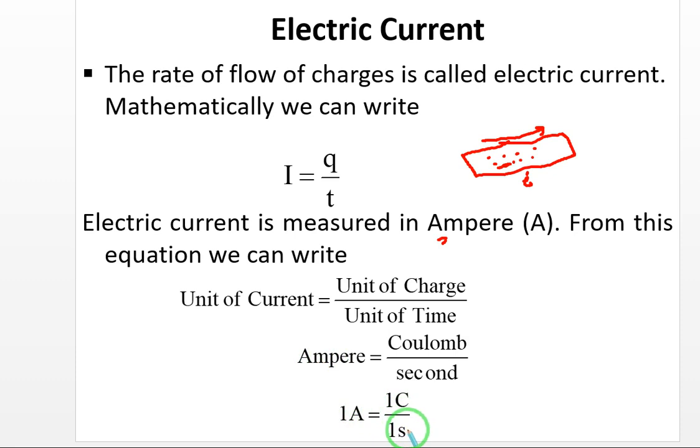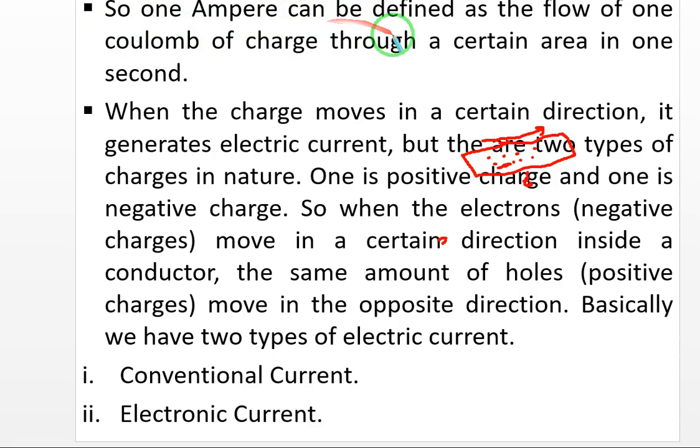So how can we define 1 ampere of current? The definition is like this: 1 ampere can be defined as the flow of 1 coulomb of charge through a certain area in 1 second. A certain area means, this is your conductor and you have charges here. So 1 ampere is the flow of 1 coulomb charge through this area in 1 second. Later on you will learn more about 1 coulomb of charge. How much charge passes through this area in 1 second is called 1 ampere.